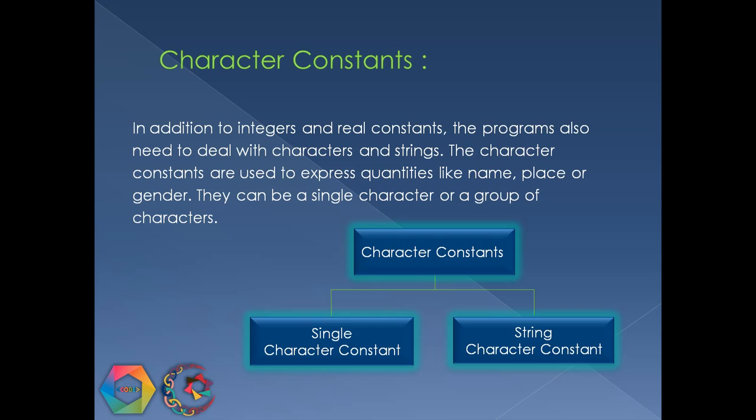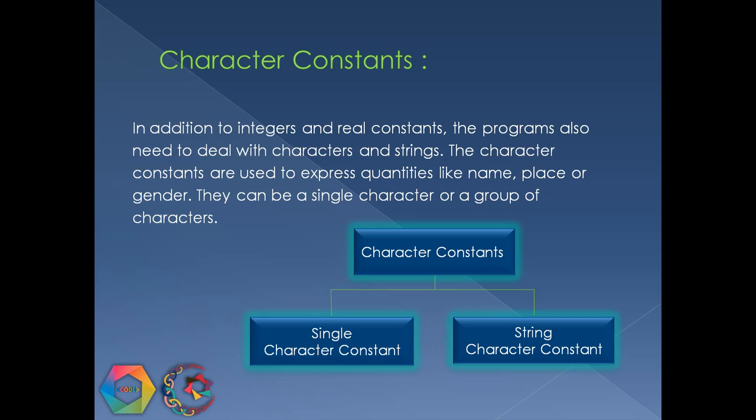Now let's say you want your user to tell you their gender. For gender you can use only one character, like M for male and F for female. And let's say you want the user to tell you their name. For this purpose you need a string, because a name can have 2 or more characters. So you need two different types of character constants: first is the single character constant, and second is the string character constant.